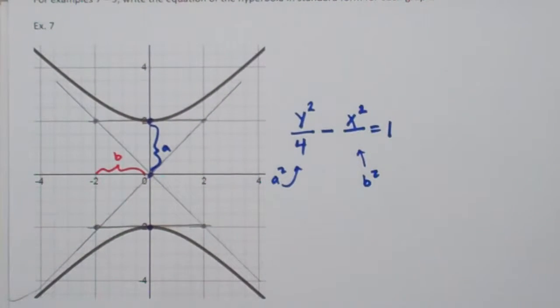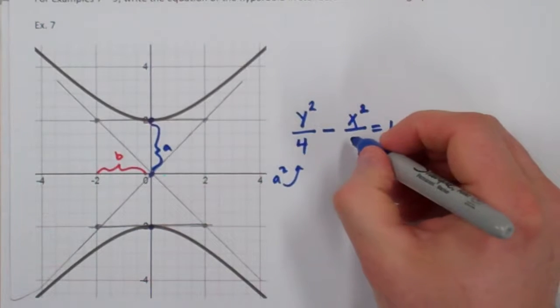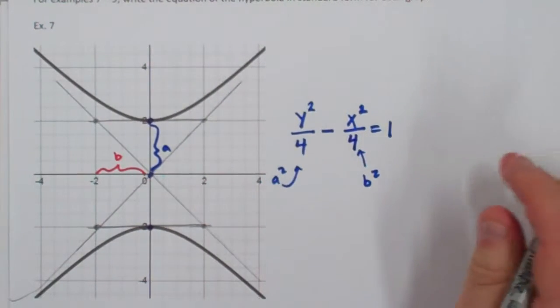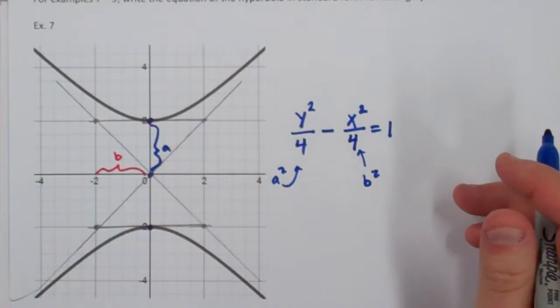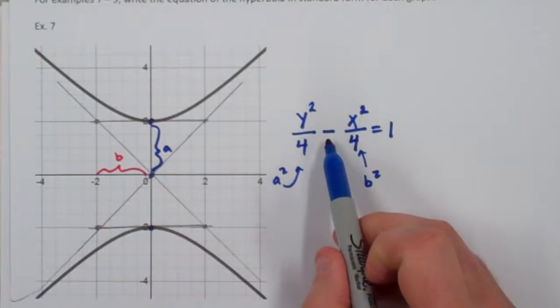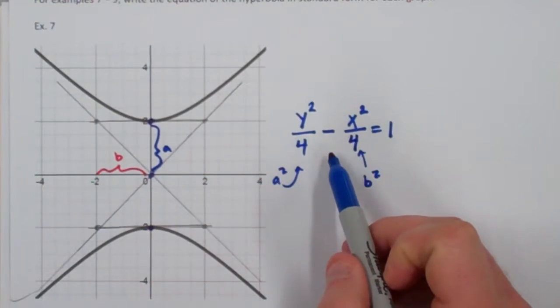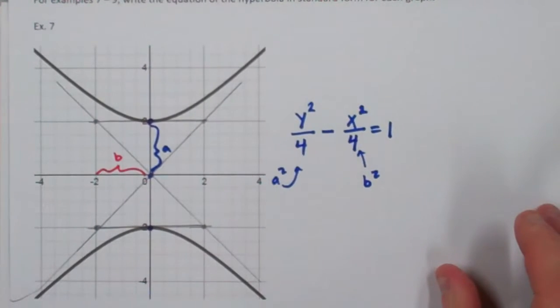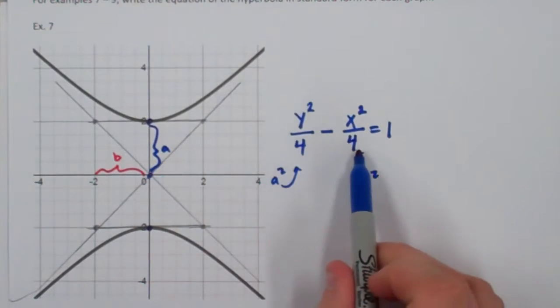So this is an interesting hyperbola where a and b are exactly the same, and that's okay. That's fine if that happens, no big deal. If that happened in an ellipse, that would just be a circle, but this is definitely not. We've got a minus sign hanging out in here. So all the instructions said were to write the equation of the hyperbola in standard form, and this is it.